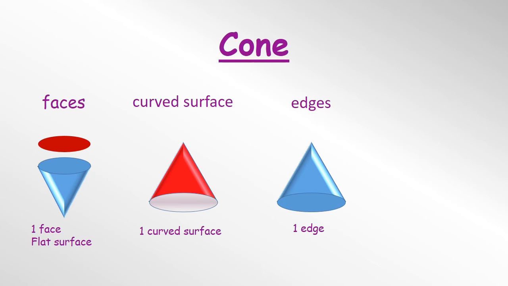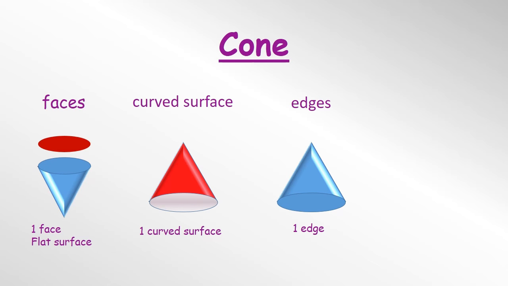The cone also reveals both flat and curved surfaces. How many are they then? The cone has 1 flat surface and 1 curved surface. In that case, the cone has 2 surfaces. Moving on, the 2 surfaces meet at a point to form a circular edge. In that case, the cone has 1 edge.